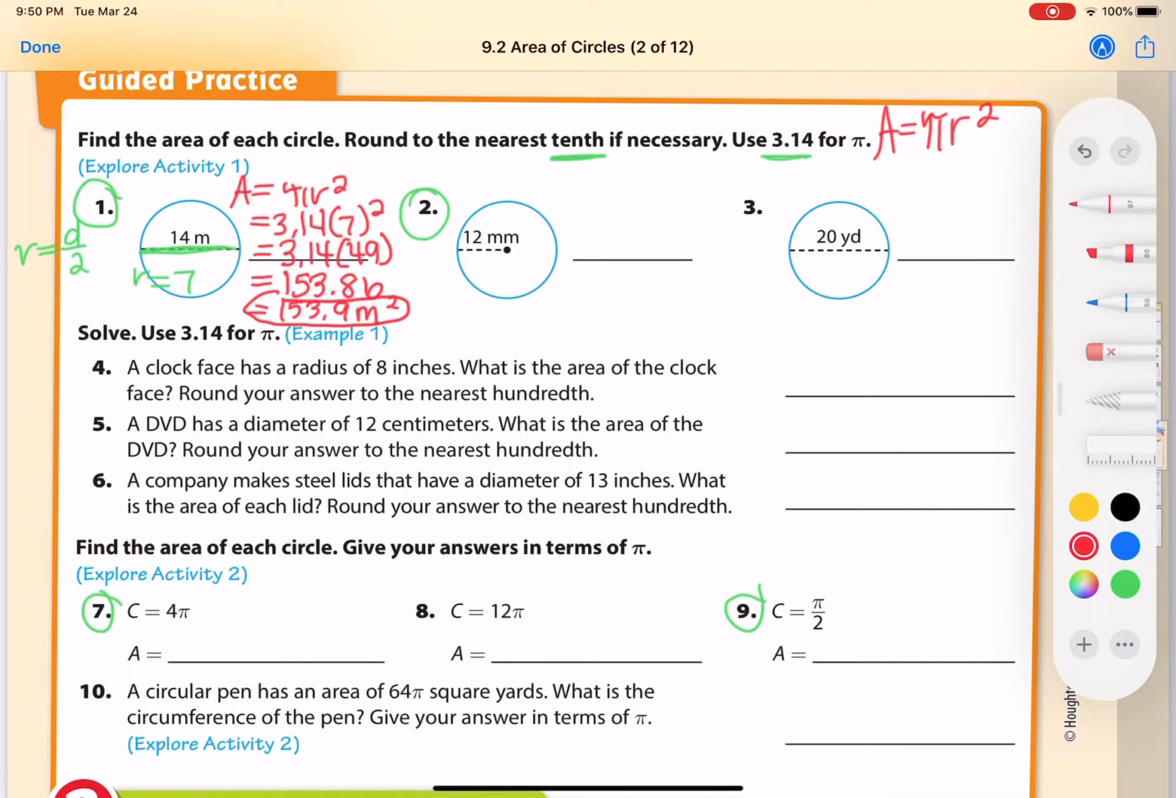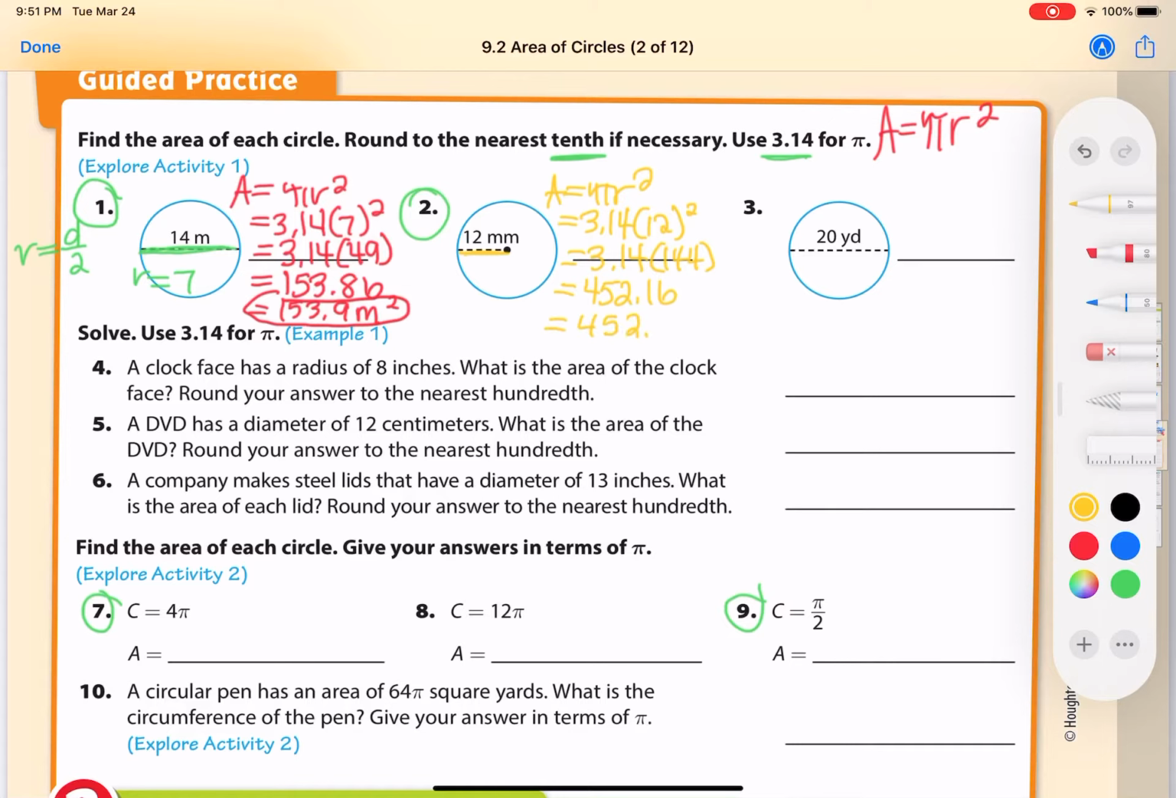Number 2, we are given the radius of 12 millimeters. So this one, all we have to do is plug in our 12. So A equals pi r squared. Pi is 3.14. Our radius is 12 squared. 12 squared is 144. 3.14 times 144 is 452.16. Again, we're going to round to the tenth place.